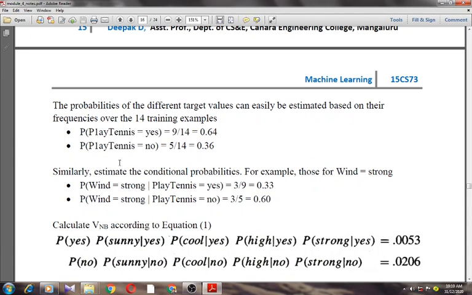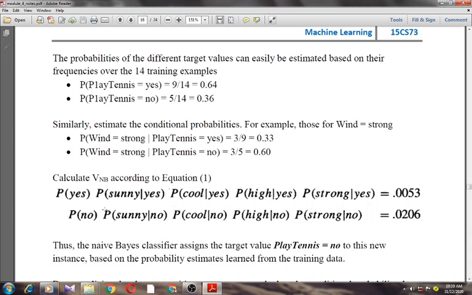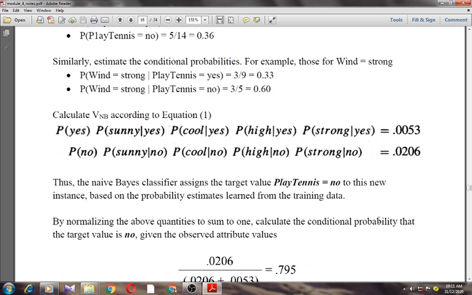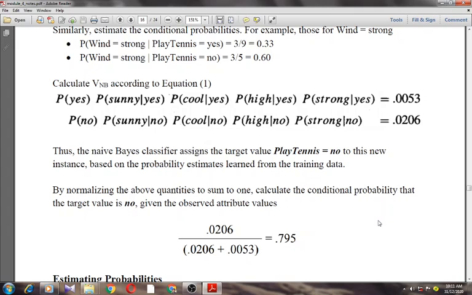So which is given as P of yes into P of sunny given yes into P of cool given yes into P of high given yes into P of strong given yes is equal to 0.0053, and one more possibility is P of no into P of sunny given no into P of cool given no into P of high given no into P of strong given no is equal to 0.0206.